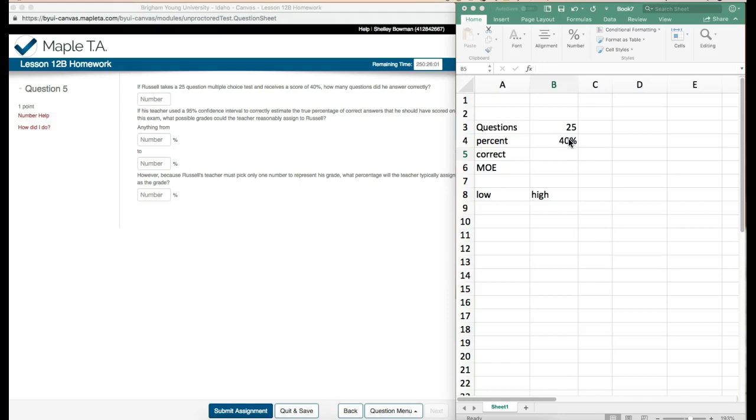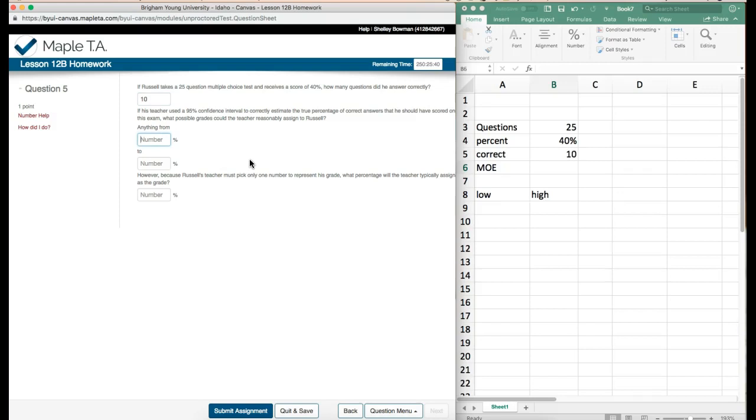He got 40% of 25 questions, which tells me that if I multiply those together, because it's 40% of 25, that will give me that he answered 10 of those correct. So we can write this over here. He answered 10 questions correctly.